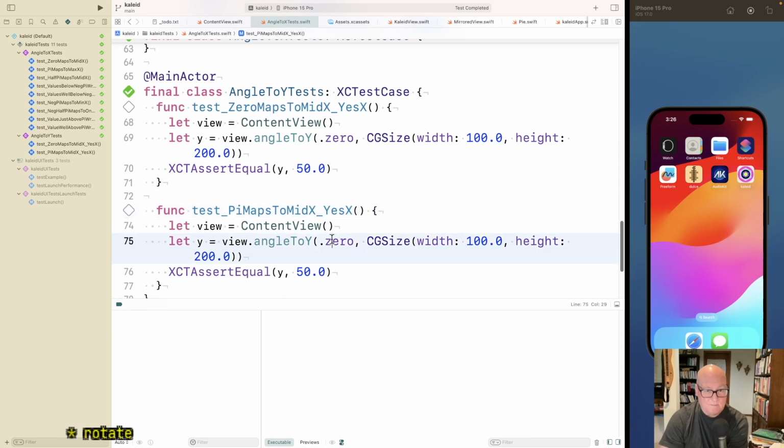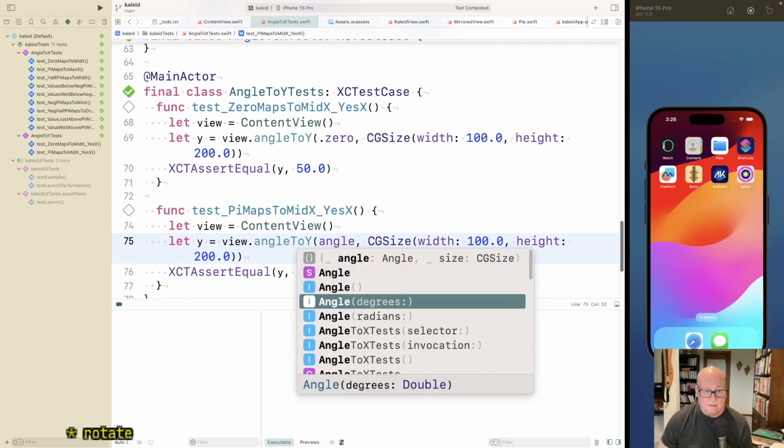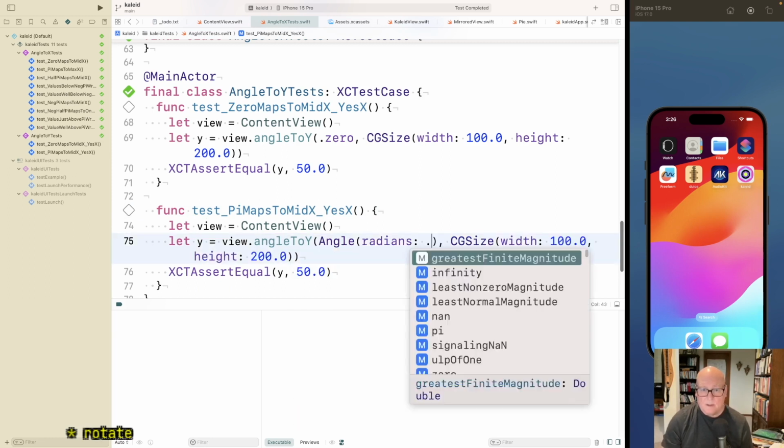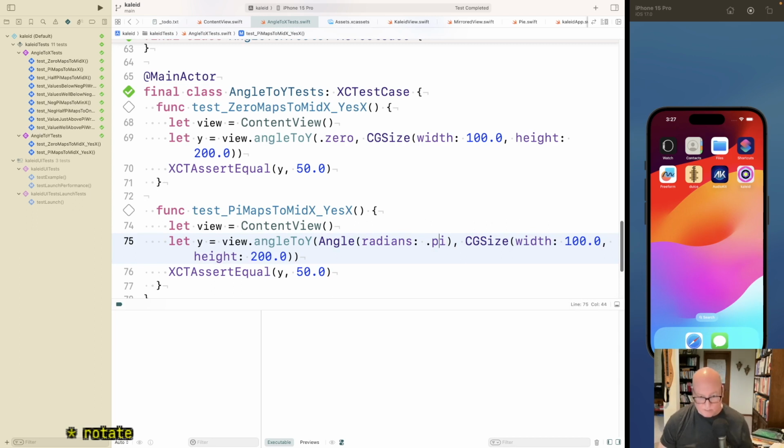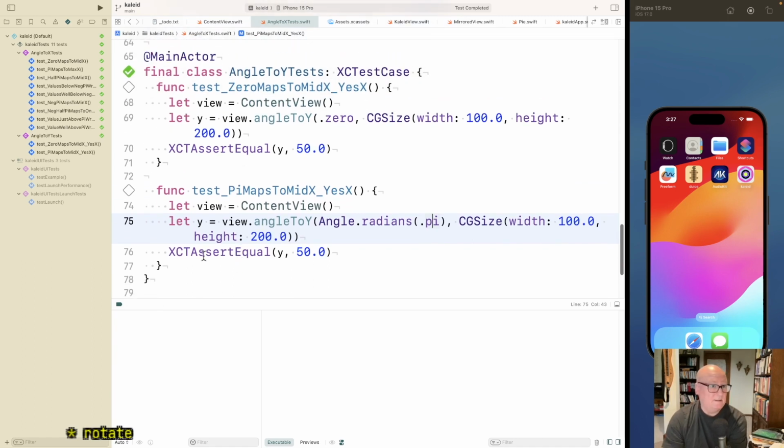this angle radians pi. Oh, I wrote it the other way before. Let's keep up with that. Okay, so angle dot radians of pi should map there. And so should 2 pi. Okay. Well, let's get this one first.